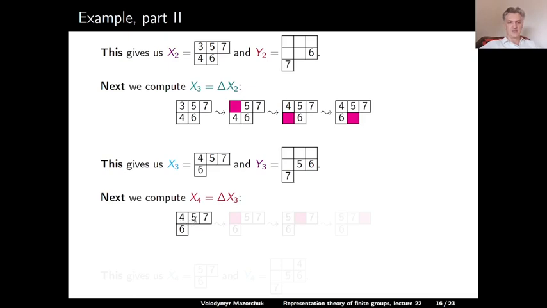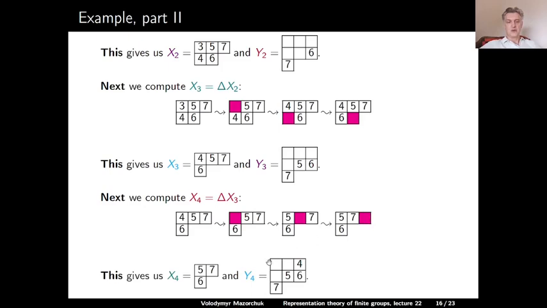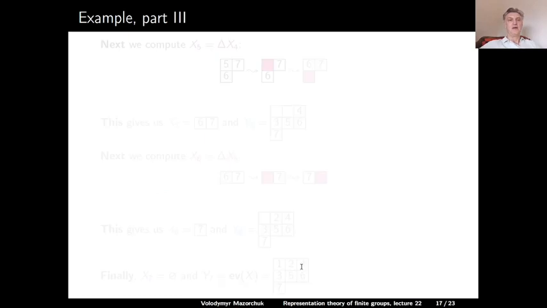We start from x3, remove the top left box. This is active, it has 5 on the right, 6 below. We swap it with 5, it only has 7 on the right, so we swap it with 7, and now it is removable. So x4 is 5, 7, and 6, and in y4 we put 4 into row 1, position 3. Now we compute x5, this is delta of x4.